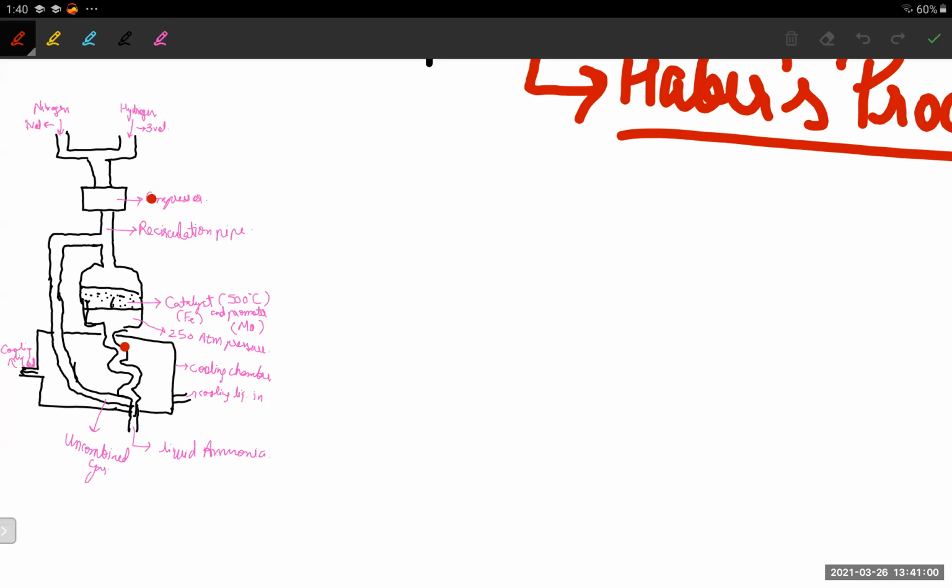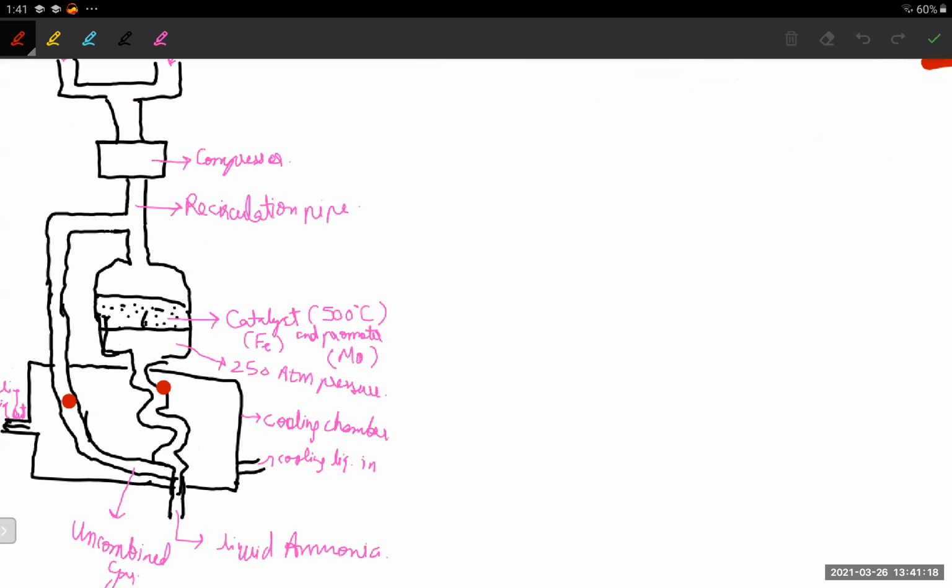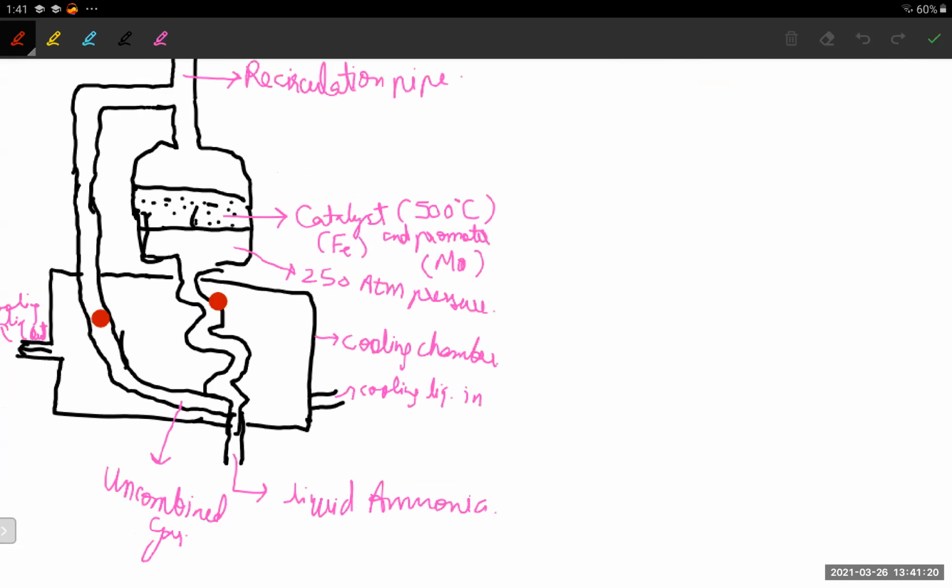Now this mixture of ammonia formed along with residual nitrogen and hydrogen exchanges its heat with the incoming unreacted nitrogen and hydrogen. See here, the ammonia is being formed. The hot mixture of outgoing gases contains nearly 15% ammonia. The mixture is passed through the cooling pipe, the condenser. As you can see, there's a big chamber which helps the high pressure gas to cool down.